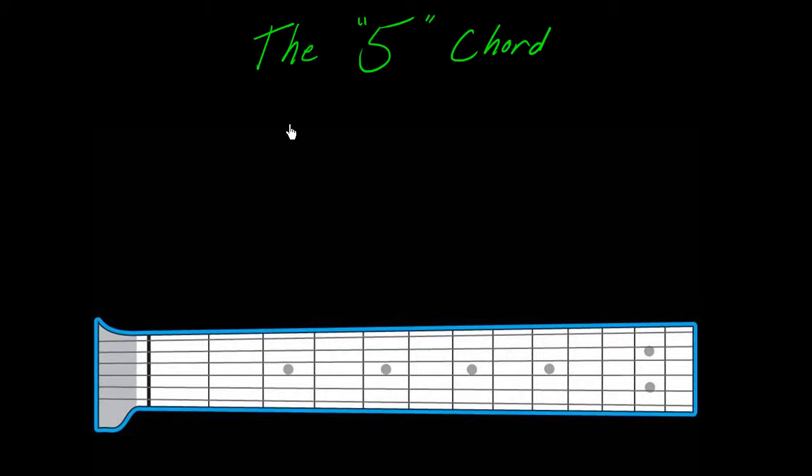So we're going to look specifically at the 5 chord of a chord progression. And the 5 chord is one of the most important chords of the progression. I would say the most important behind the 1 chord. Remember, 1 is home, but the 5 chord is the next most important chord. 5 chords are where dominant chords are built.